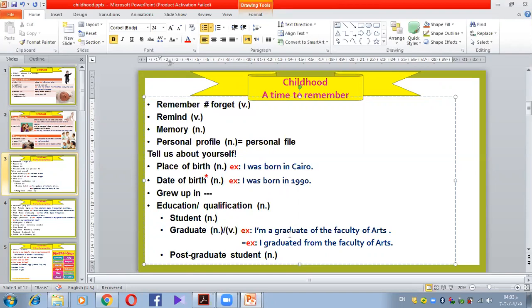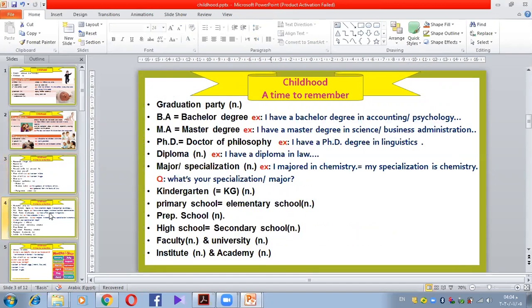If you finish the university and then you study again because you want to have a master, for example, so you are a postgraduate student in this case, a postgraduate student. Okay, we still have the words. We didn't finish them. When you graduate, what do you have? A graduation party where you celebrate that you finished your university time. Okay, so very good. After you finish the university, what degree do you have?